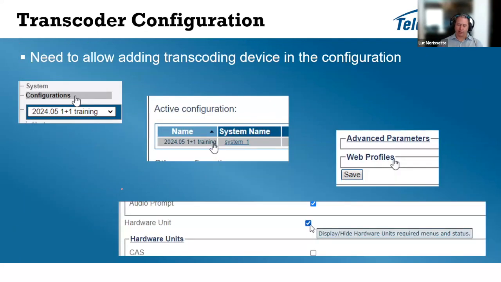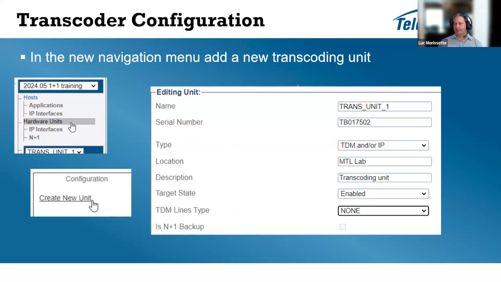Of course, you need to connect your cables so that it can reach your ProSBC. What you need to do in your ProSBC then is to go in configuration, select your current configuration, go in the web profiles, and enable the transcoding units to be detected by the system. We can just select here hardware unit. After you have done this, the hardware unit segment here will appear. It was not there before. Once you select hardware units, this will appear in your menu on the left side.